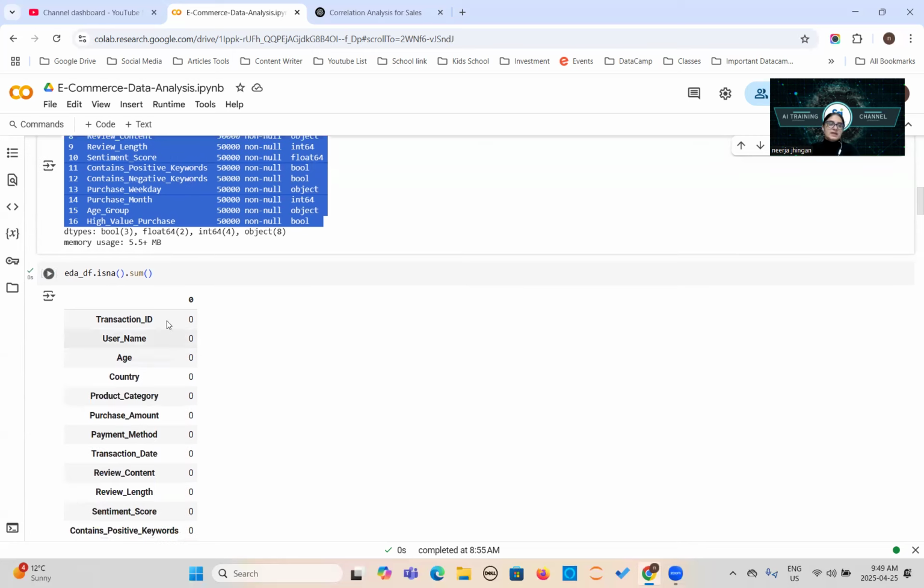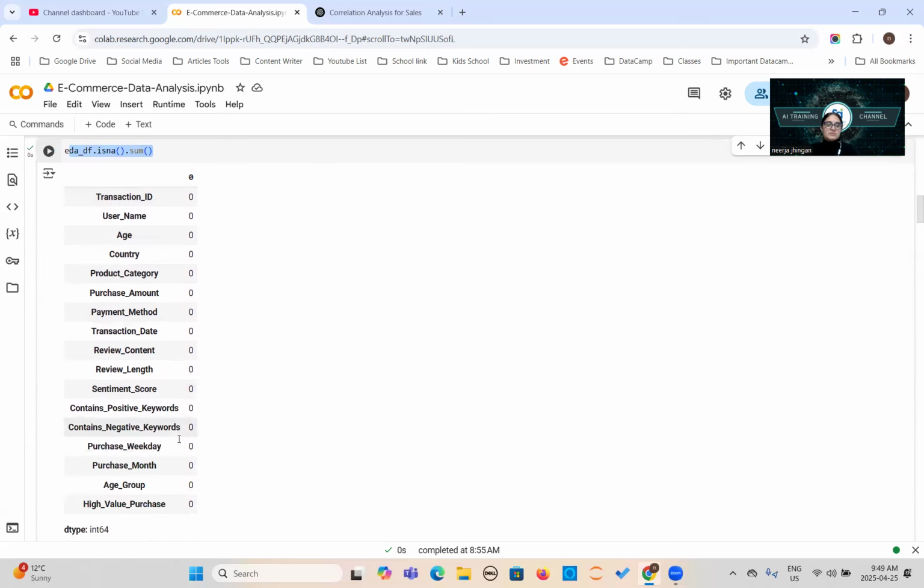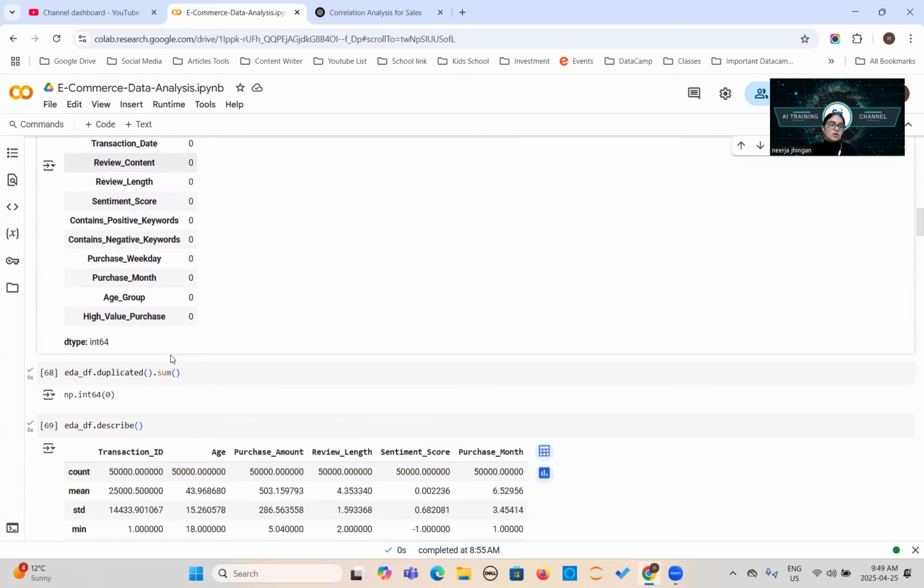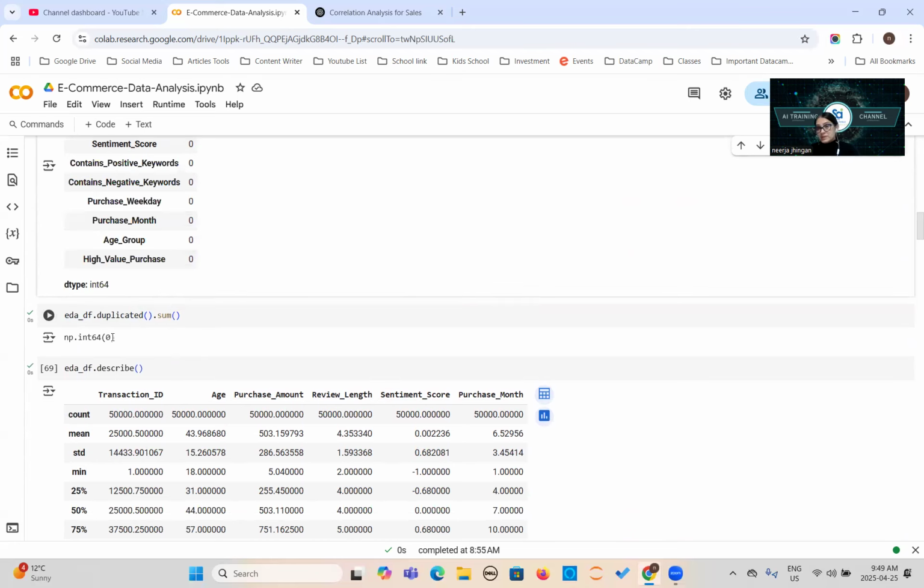Okay. Then we are going to check for missing values. This is the missing value check. Okay. There are no missing values. Everything is good to go. Then we will check for duplicate values using the duplicated method. No duplicates, it's good to go. If you have duplicate values here, you can drop them without any second thought, because duplicate values have no use in model building.